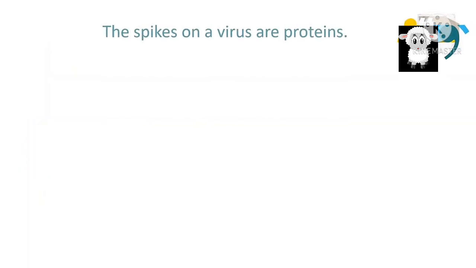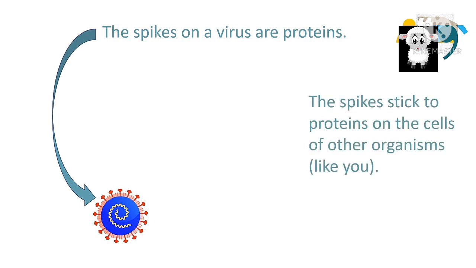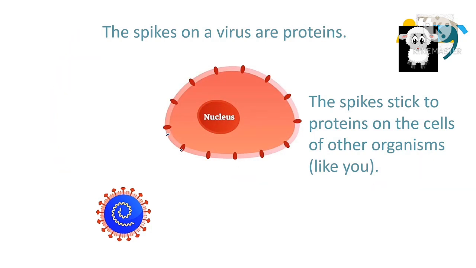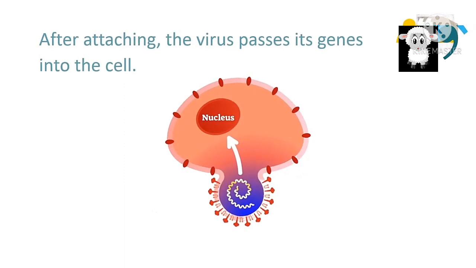The spikes on a virus are proteins. The spikes stick to proteins on the cells of other organisms, like you. After attaching, the virus passes its genes into the cell.